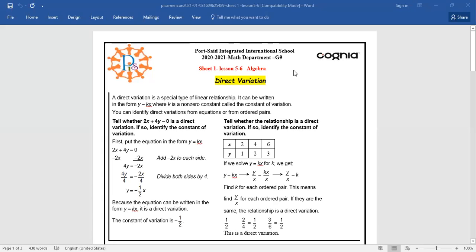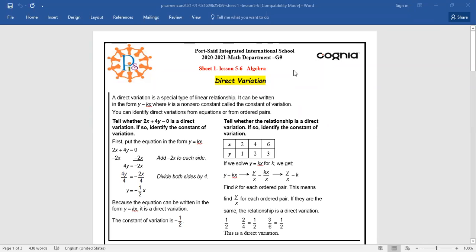So sometimes we have an equation, a table, or a graph, and we have to know what is the direct variation. And we said that direct variation is a special case of a linear relationship. With a linear relationship, the exponent for the variable should be what?